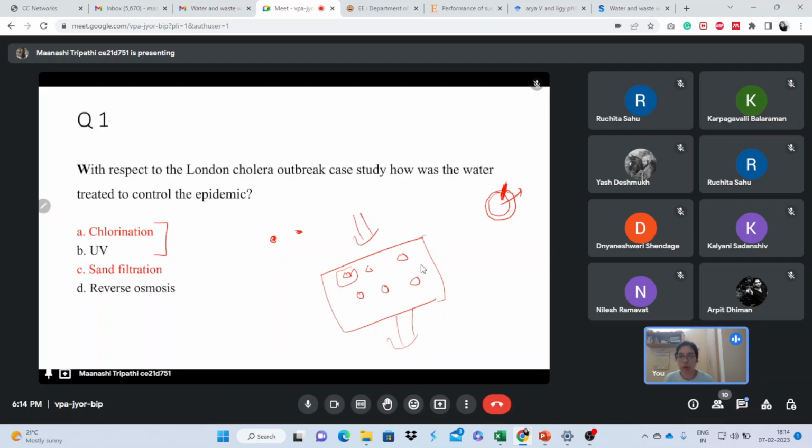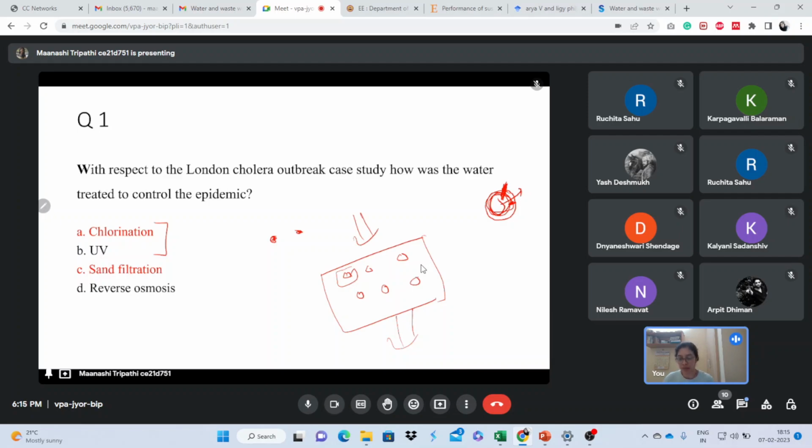UV is a physical process. UV means ultraviolet light. So here we will use a light that will physically harm the cell's outer cell wall. And chlorination is a chemical process. Here we will use some chemicals, mostly hypochlorite or chlorine dioxide, which will chemically react with the outer cell wall and kill the microorganism. So this is how it works.